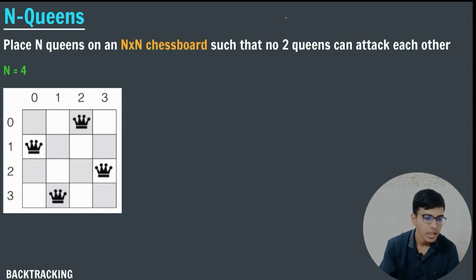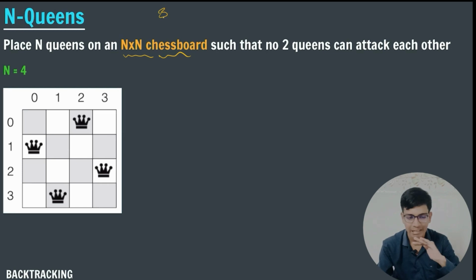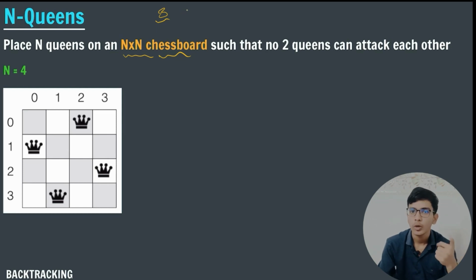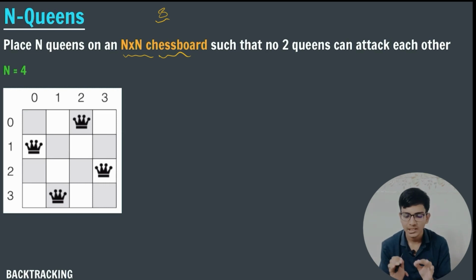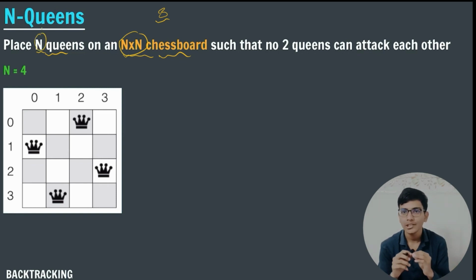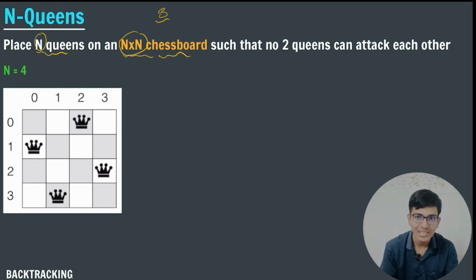In this question, we have an n cross n chessboard. In a chessboard we have pieces, right? Each piece has its own unique moves. I'm drawing in a very poor way, but each piece in a chessboard has unique moves. Like the queen has some moves, the king has some moves, the rook has some moves, and different pieces like the soldier have their unique moves. In this question we are given n queens on an n cross n chessboard, and we need to place those n queens in such a way that no two queens attack each other.